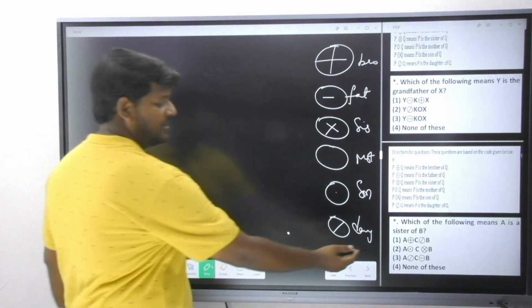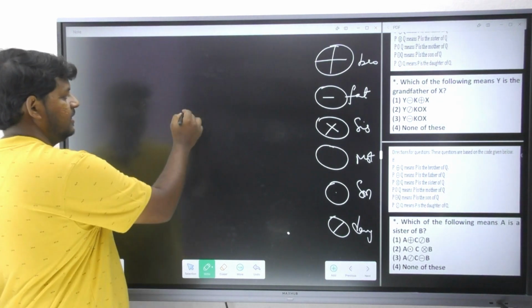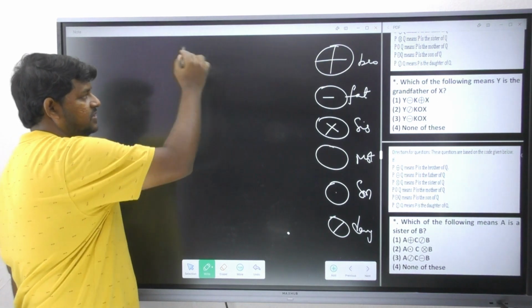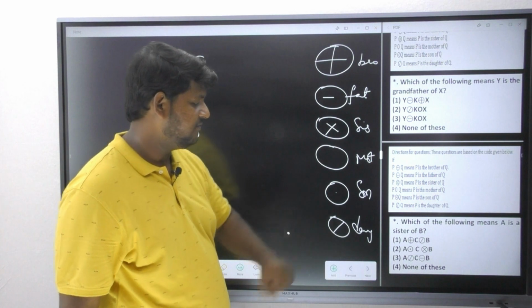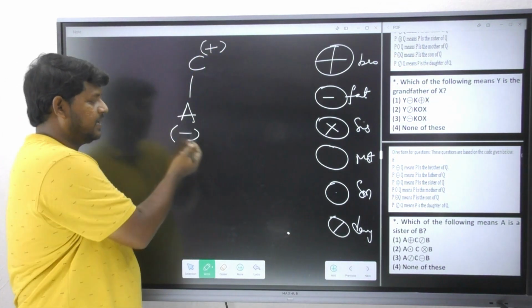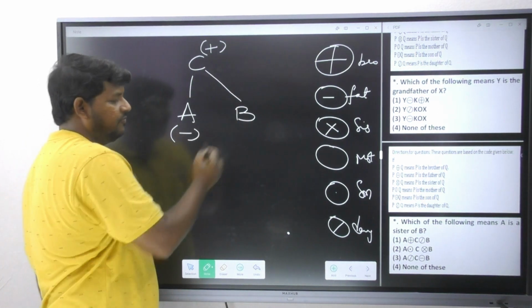A should become sister of B. A slash is nothing but daughter. A is the daughter of C. Now please observe. A became the daughter of whom? C. Next, C is the father of B. Father means C already became father of A. Now C is also becoming father of B.